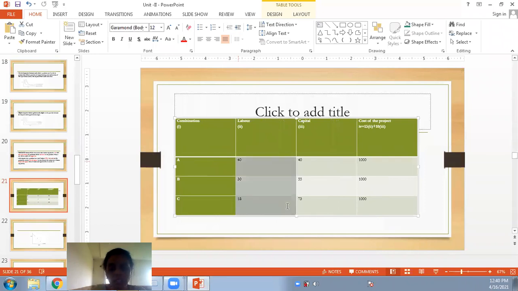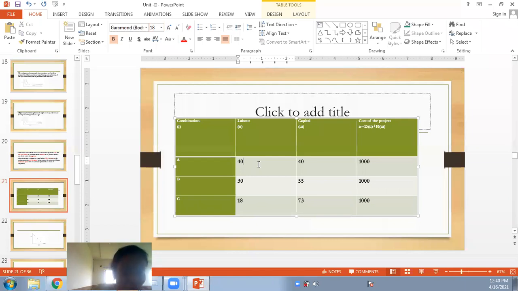See here, we have different input factors. We will increase the size. Labor is 40 units that he has employed, and 40 units of capital. What is the total cost of the project? It is 1000. As we already said, labor is 15 into 40 and capital is 10 into 40, which is 600 and 400.